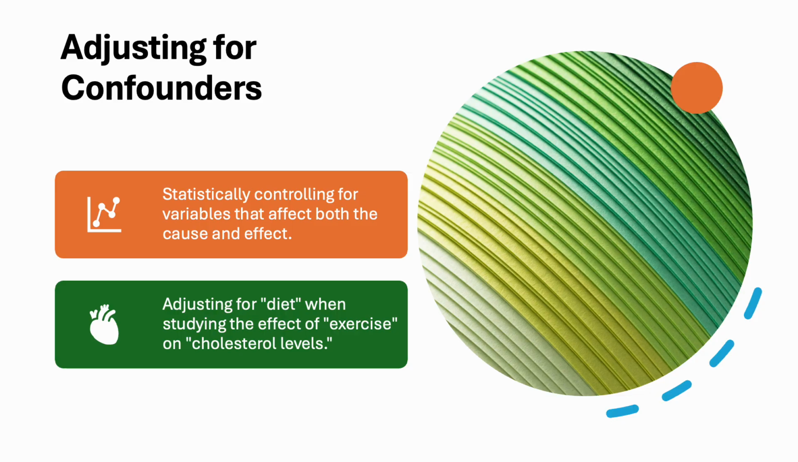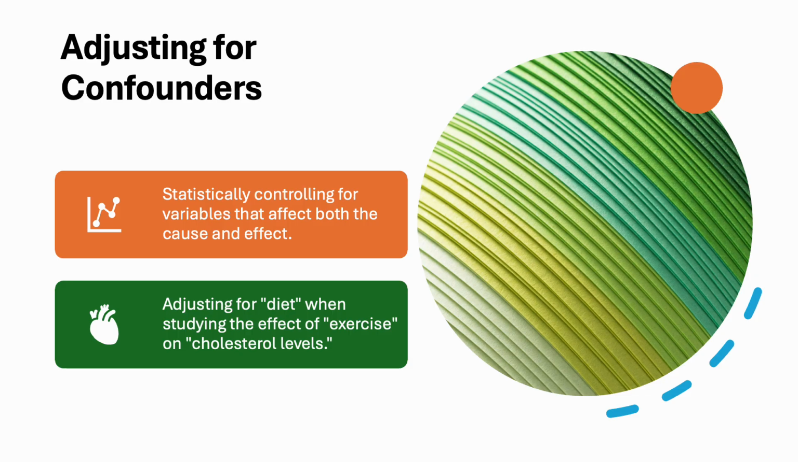A confounder is a variable that affects both the cause and effect we are studying. For example, if we are examining how exercise affects cholesterol levels, diet might be a confounder because it influences both how much someone exercises and their cholesterol. To get accurate results, we need to statistically control for diet, meaning we adjust our analysis to account for its influence.